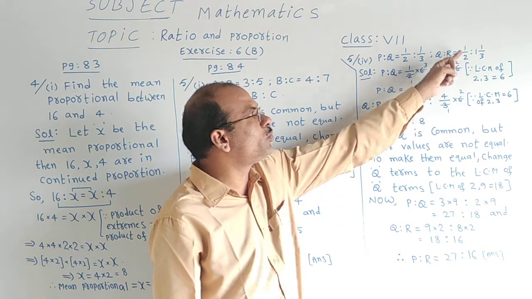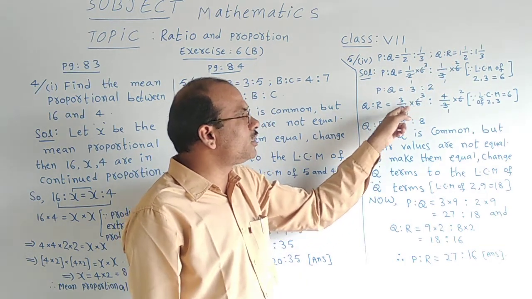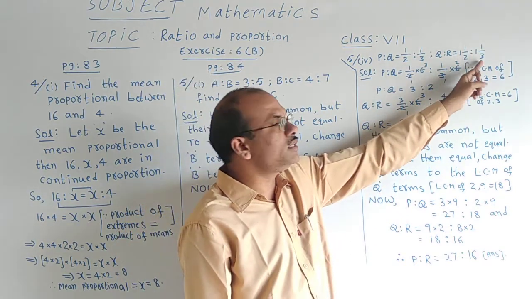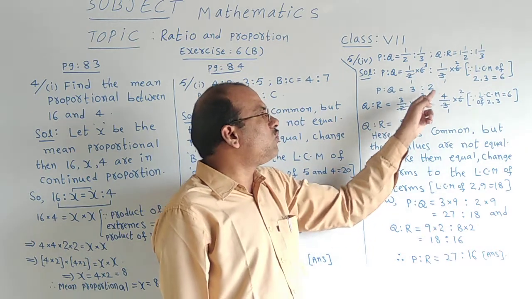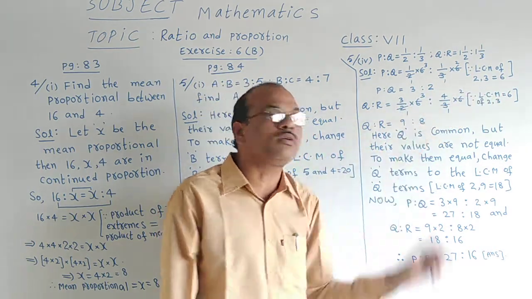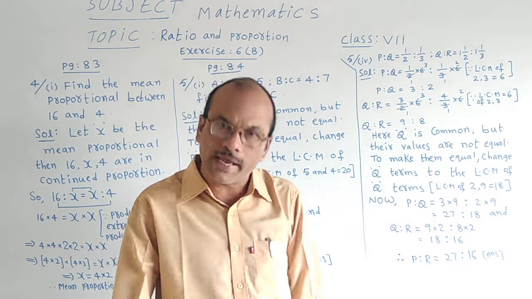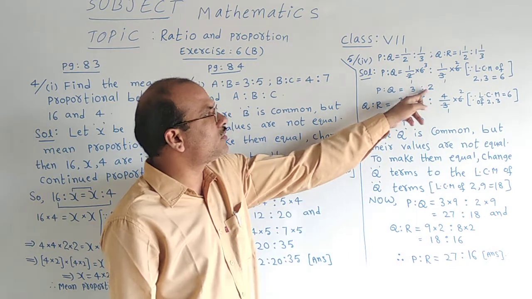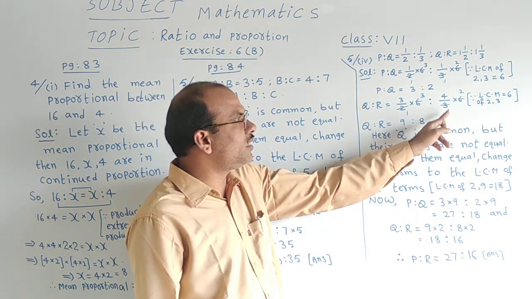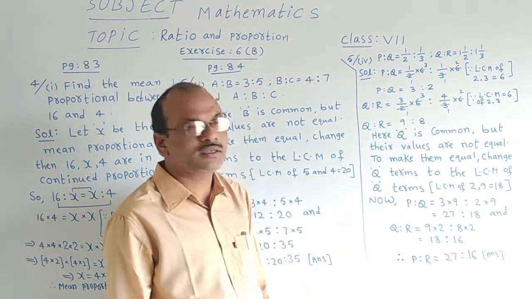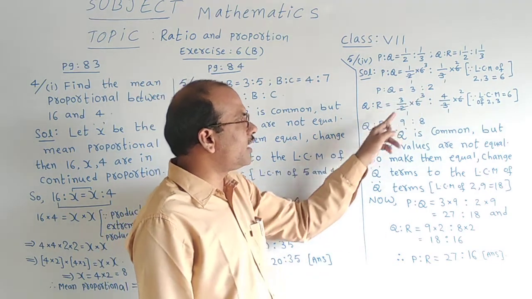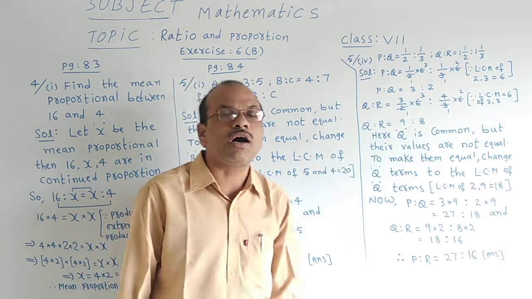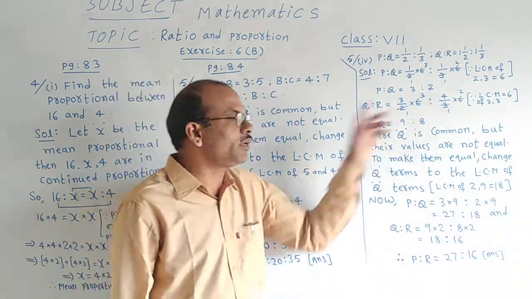1 2s are 2, 2 plus 1, 3 by 2 into 6, their LCM for the denominators, is to 1 3s are 3, 3 plus 1, 4 by 3 into 6, their denominators' LCM, as we have done for the first case. Now cancellation. 2 1s are 2, 2 3s are 6. 3 1s are 3, 3 2s are 6. Am I correct? Then 3 3s are 9 is to 4 2s are 8. That is Q is to R is equal to 9 is to 8.